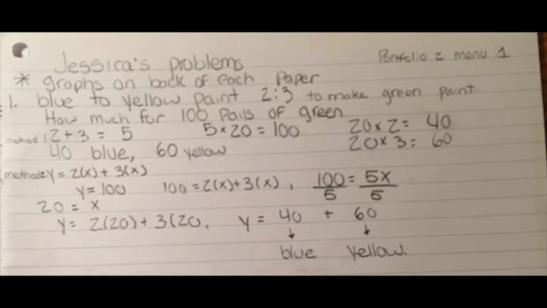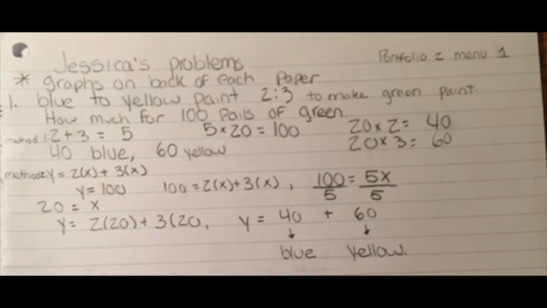So the first method I used was I added 2 plus 3 and got 5, and that told me that 2 pails of blue paint plus 3 pails of yellow paint would equal 5 pails of green paint. I knew I needed to get to 100, so I needed to figure out what times 5 got to 100, which I already knew was 20, and so I just wrote down 5 times 20 equals 100. That told me I needed to multiply 2 by 20 to get how many pails of blue paint, which equaled 40, and then 20 by 3 to get how many pails of yellow paint, which was 60. If you add 40 and 60 together, you get 100, and that's kind of how I double-checked my answer.